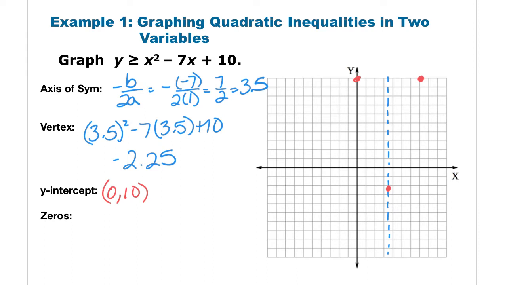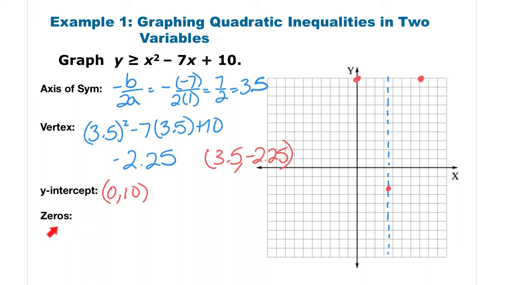So far in this problem, I've found the axis of symmetry to be 3.5. That's my dotted line right there. I plugged 3.5 into my function and evaluated that to get negative 2.25. And so my vertex is going to be at the point (3.5, -2.25). So that's it right there. And then the y-intercept is positive 10. So I put that point in right there. I reflected that point to get one more.